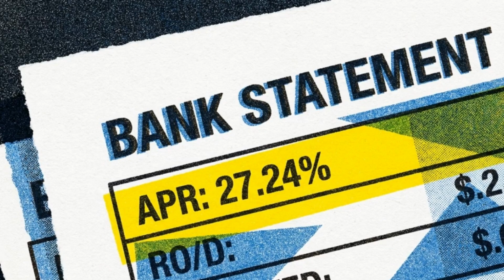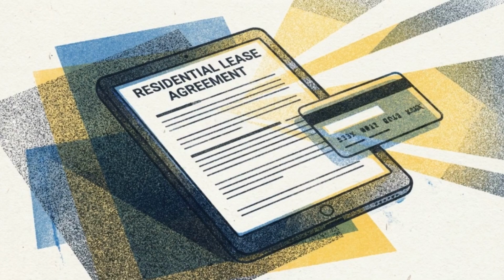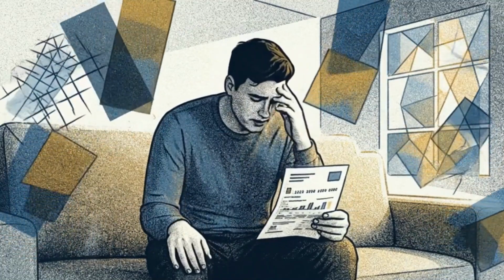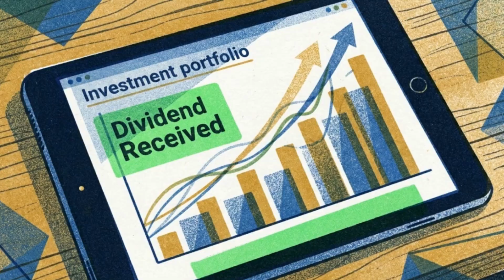Now, check your credit card statement. Find the section labeled Interest Charge, or APR. Interest is essentially rent for the use of money. When you carry a balance on a card, you are paying rent to live in someone else's capital. When you invest, the world pays you rent for using yours.